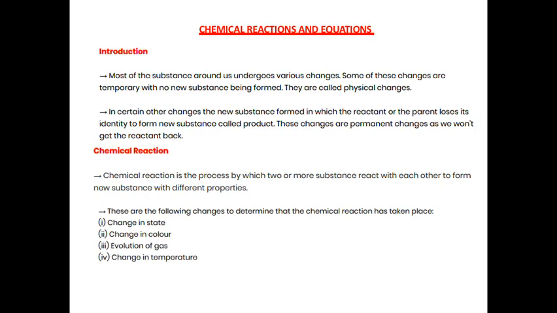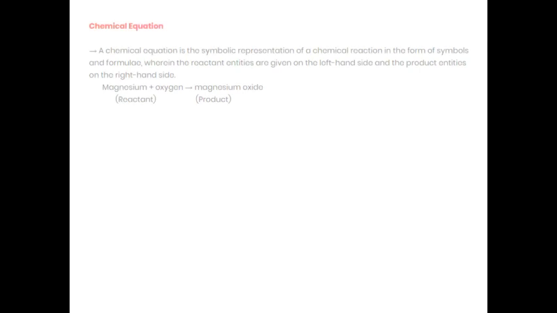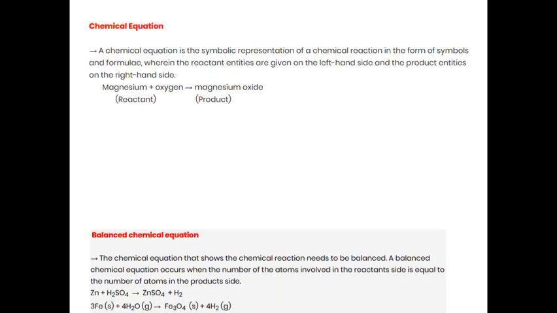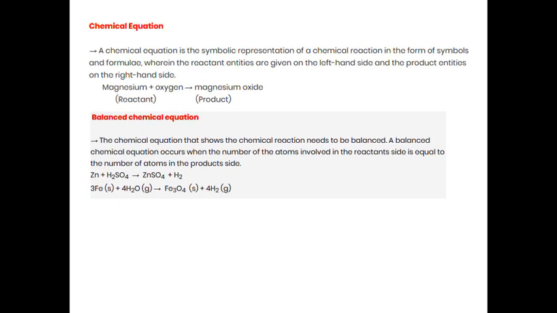Or it can also be characterized by the formation, evolution of gas. Like when water is electrolyzed, hydrogen and oxygen gas are formed. But you know, water is liquid. So in this example, liquid changes into gas, meaning a change of state also takes place, along with the formation of gas. Then change in temperature. We have two types on the basis of temperature: exothermic and endothermic. We'll discuss it later. Next, we have chemical equation.